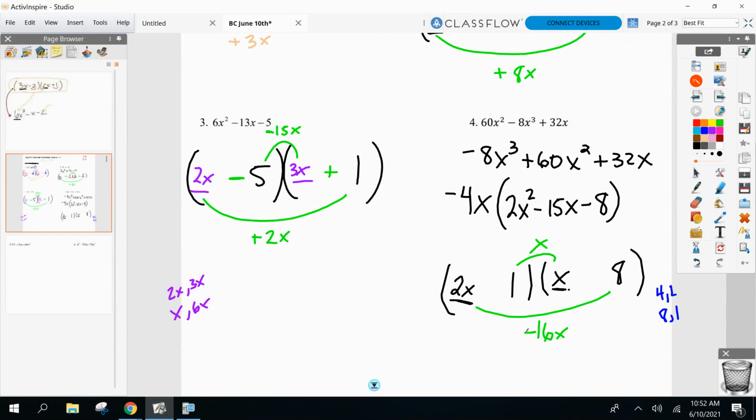What's the 16 have to be? Negative. So where's the negative have to go if I want negative 16x, with the 1 or the 8? The 8. What's the sign on the x have to be? Positive. So that means the 1's got to be positive. And there it is. I'm getting half a point off. Got to bring down the GCF.